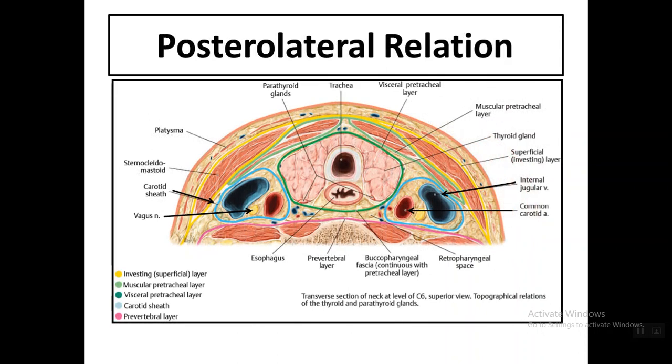Another is the posterolateral relation, another important structure that lies posterolaterally. This is the carotid sheath. The carotid sheath contains the internal jugular vein laterally, the common carotid artery medially, and in between we have the vagus nerve. So posterolaterally we have the carotid sheath containing the internal jugular vein, common carotid artery, and the vagus nerve in between. All these structures are posterolateral to the thyroid gland.